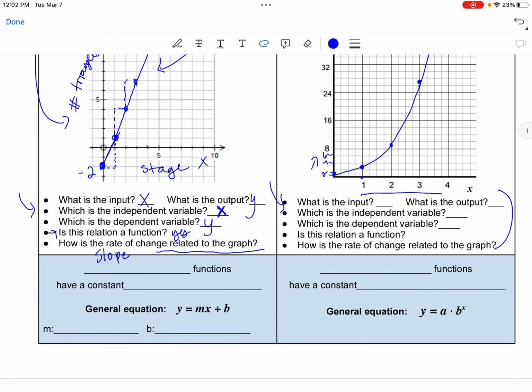So now let's fill in this part here. We have, make this smaller. This example is a linear function. It makes a line, and it has a constant, as we said before, rate of change. In other words, a slope, a constant slope. And this is our general equation, which we've seen many times before. M is our slope, B is our y-intercept.